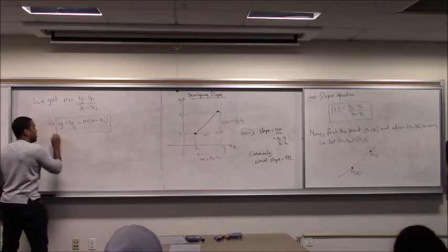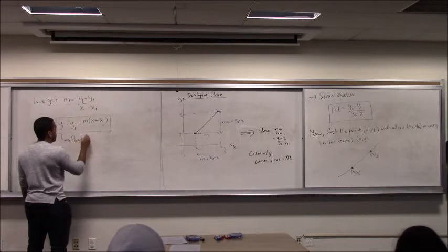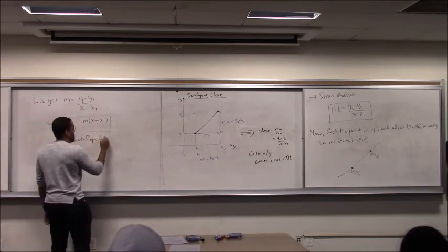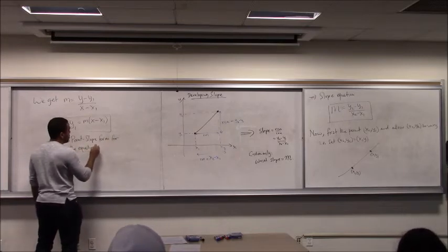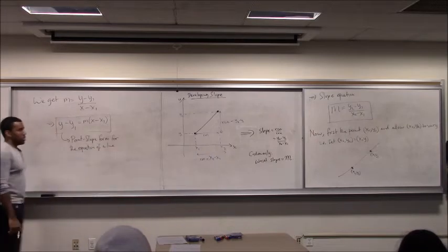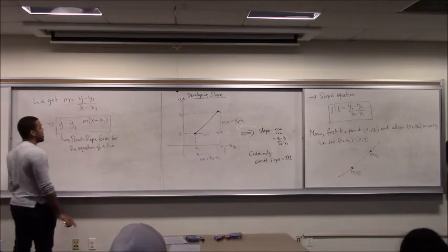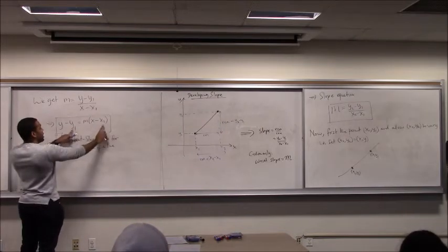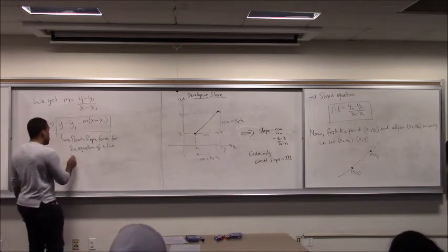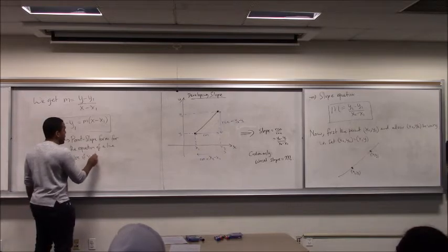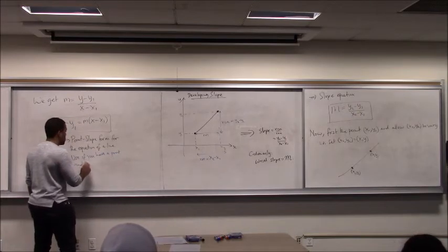And this is the first equation of a line. This is called the point-slope form for the equation of a line. That's called the point-slope form. It is so called because the information you would have at this point is the point on the line and the slope of the line. So it's called the point-slope form. So you would use it if you have a point and the slope.